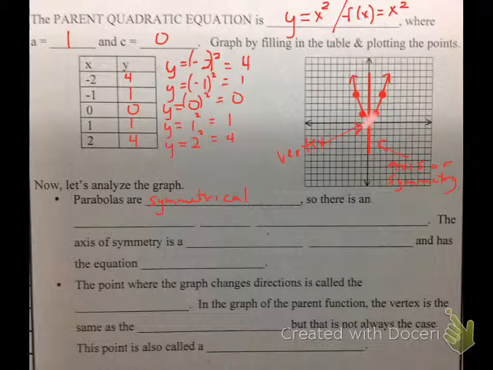Parabolas are symmetrical, so there is an axis of symmetry. That's what goes here, and I've already showed you that. And that axis, again, is just a line that you can draw down the middle through your vertex that creates even halves of your parabola. Okay, and it's not always the y-axis. Sometimes it's just a line like x equals 2 or something like that. The axis of symmetry is a vertical line. It's always a vertical line.